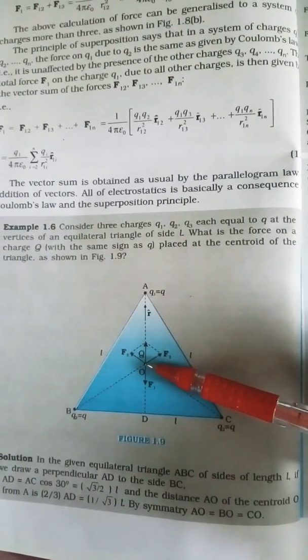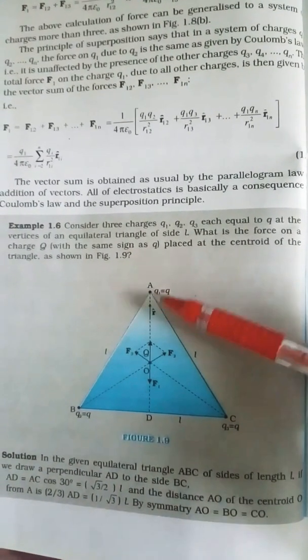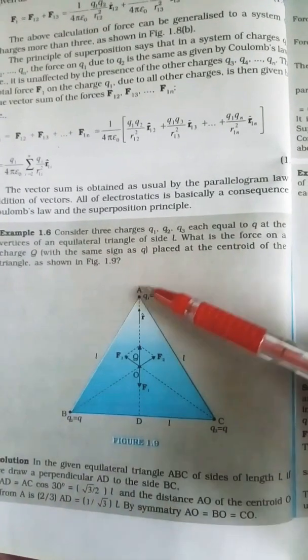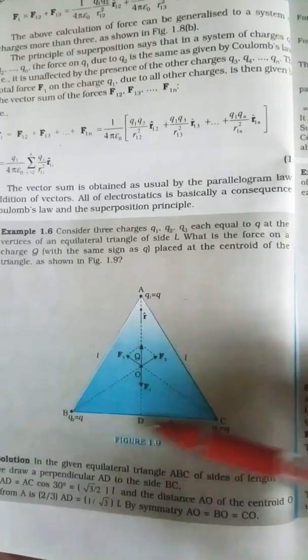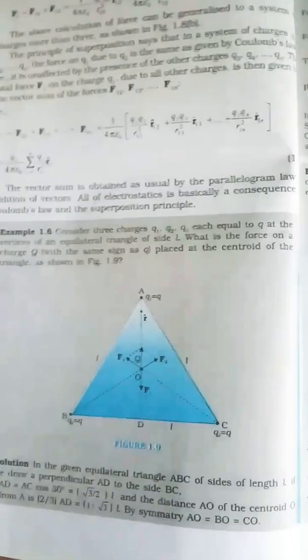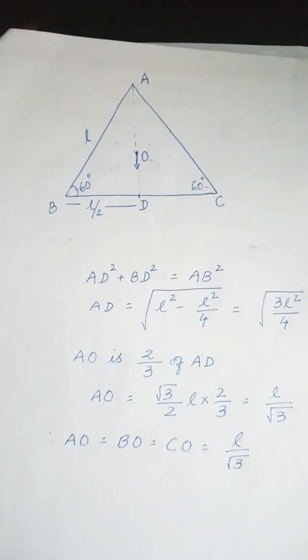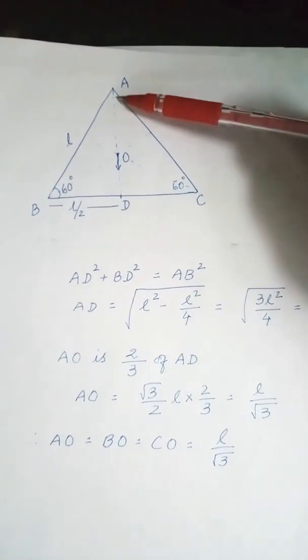You can also recall the relation of centroid with the vertices. And the side is given as L. So each arm is having length L. Now we will solve the initials. I have redrawn the diagram.